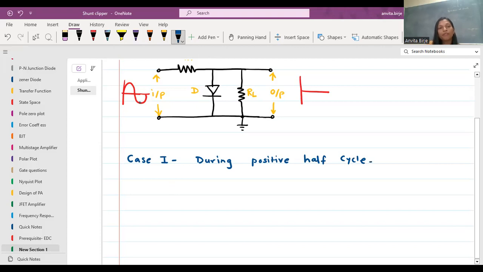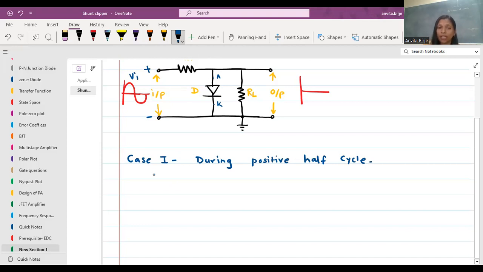So during the positive half cycle, what happens? The polarity is positive, so it is plus and minus Vi voltage applying to the clipper circuit. Because we can see the anode terminal is connected to the positive terminal and the cathode terminal is connected to the negative terminal, this diode acts as a short circuit.